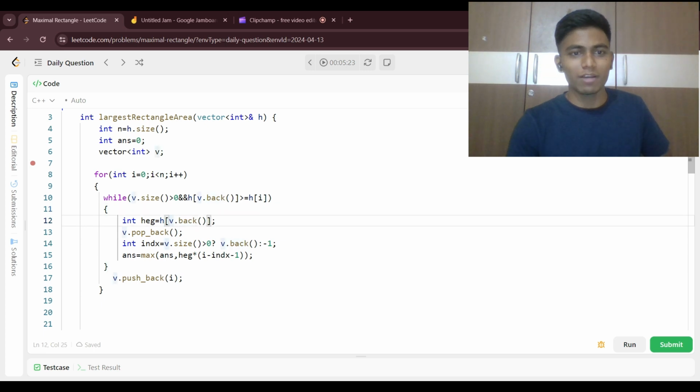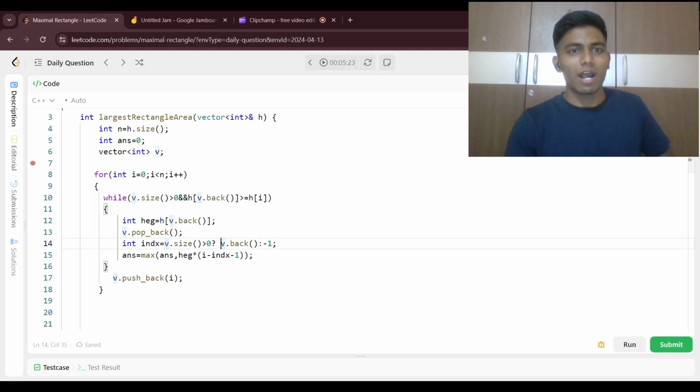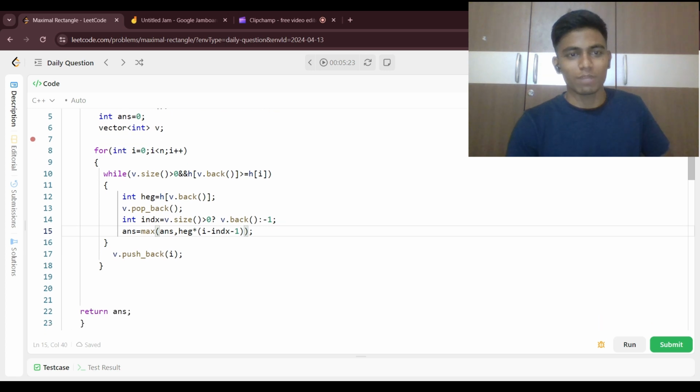That means we are going to consider this particular height with the previous index, whatever the previous index whose height is less than this particular height. We are going to consider that particular index, and then we are going to consider the right index as our i, and then this is going to be our index, and then we are going to do the minus 1, and then we are going to calculate the maximum height, and at last we are going to push the i. And then one more thing we need to observe is we are going to push height of j equal to 0 at last.